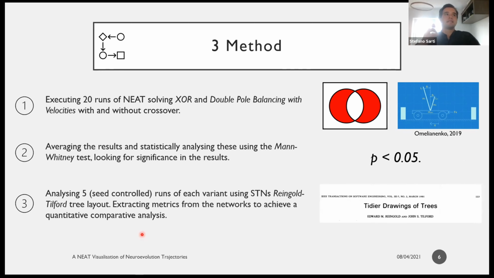And then from these 20 runs, we extracted 5 seed-controlled runs of each variant, and we used these to generate these STN models using the Reingold-Tilford tree layout. We didn't stop at the visual part, but we also extracted metrics from the network to do a more quantifiable analysis between the variants.